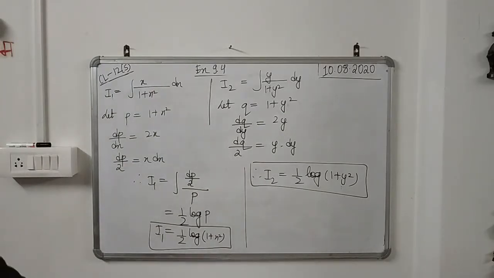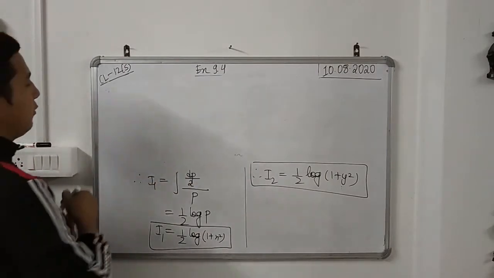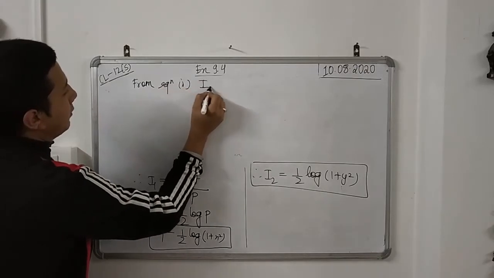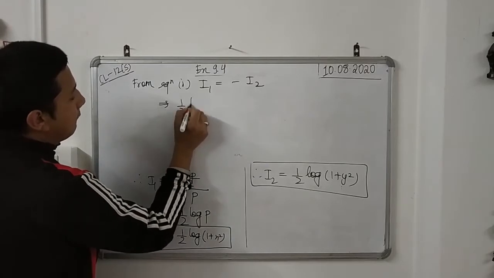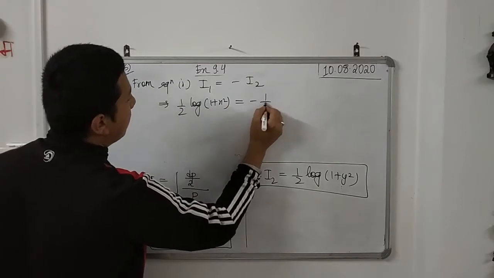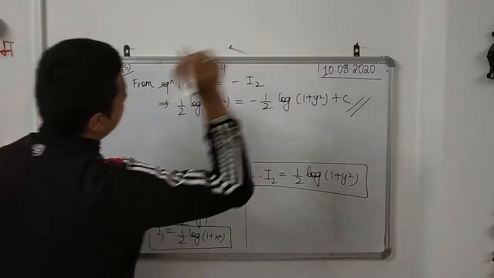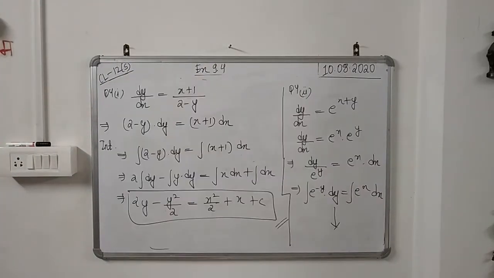Now we'll put these values for I1 and I2 in equation number 1, because that's our main solution. What was equation 1? I1 equals minus I2, right? So I1 is half log of 1 plus x squared, which equals minus half log of 1 plus y squared plus c. You can keep the answer till here. That is your final answer. So pause the video and note it down.